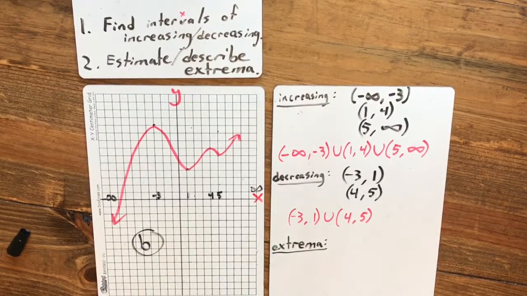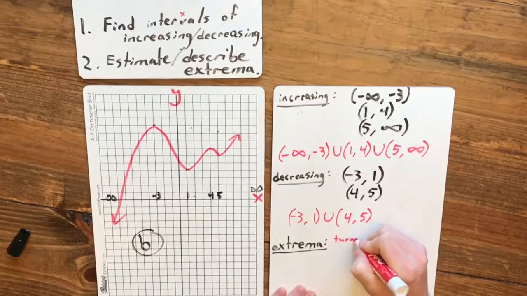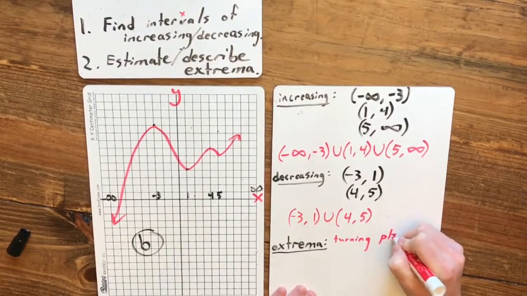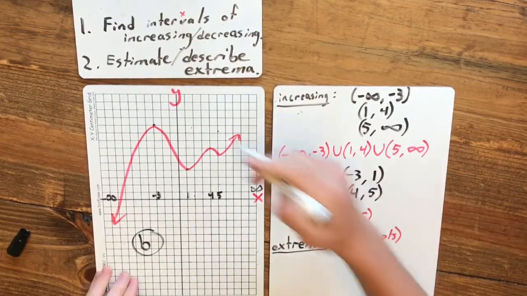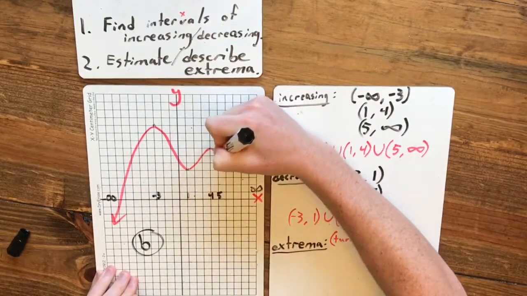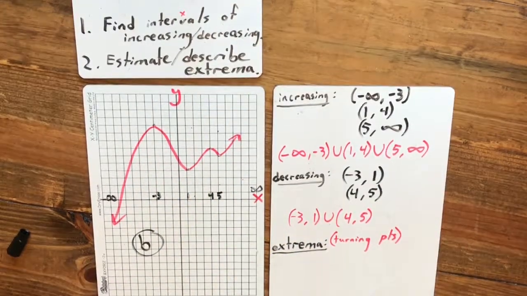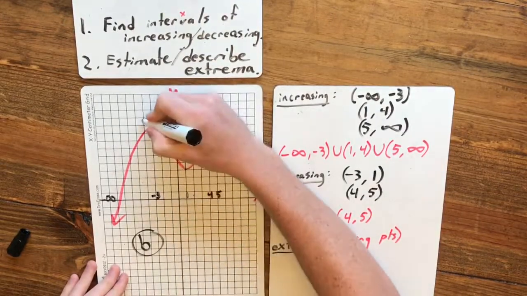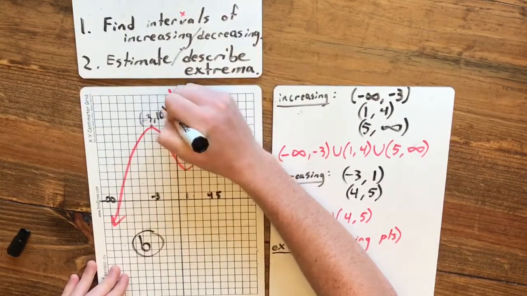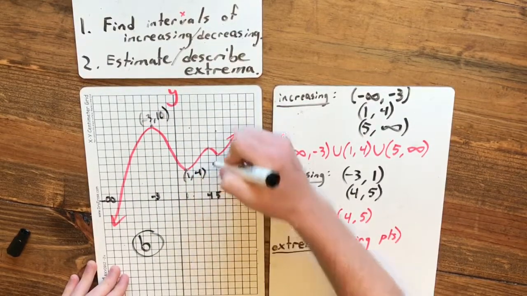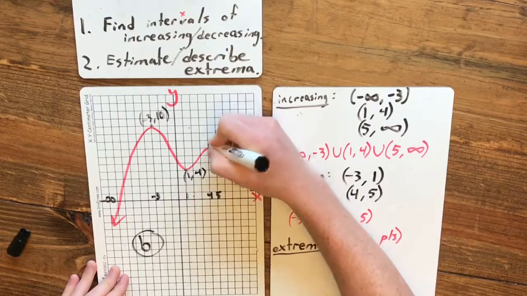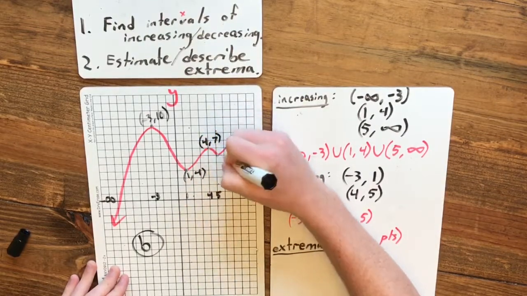Now extrema, again, is a fancy word for turning points. And turning points is when it has changed direction. We just use those points to find when it's changing direction from increasing to decreasing or vice versa. So it's these 1, 2, 3, 4 points that we care about. Those are the extrema. This point right here is negative 3, 10. This point right here is 1, 4. This point here is 4, 7. And this one is 5, 6.